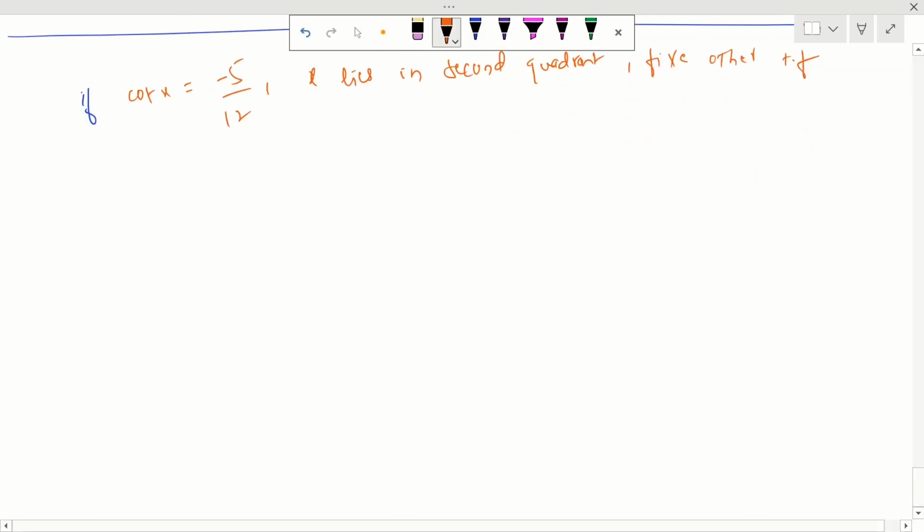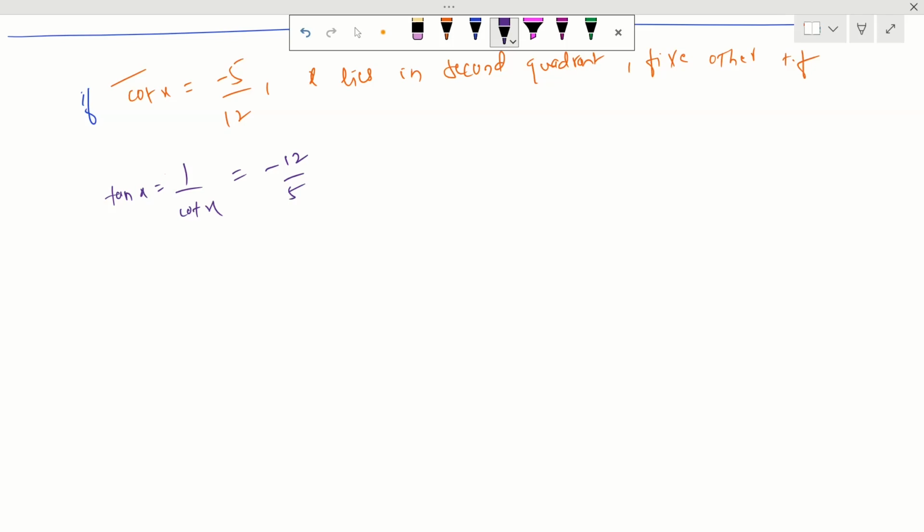So here cot x is given, then the reciprocal of cot x is what? Tan x. So tan x value we can easily find. So it is minus 12 by 5, right? It is minus 12 by 5. And we know the formulas, right? So I will be mentioning two formulas here.